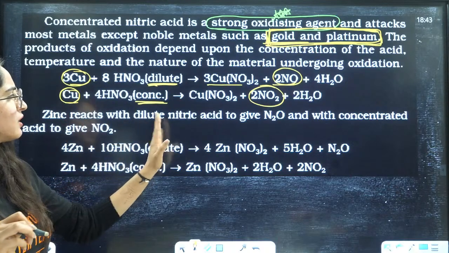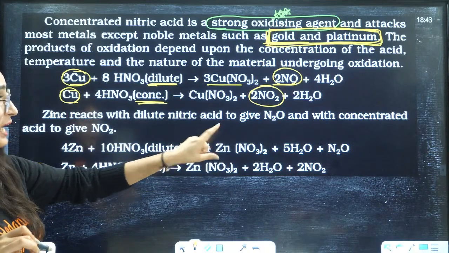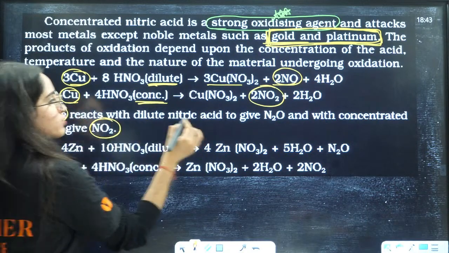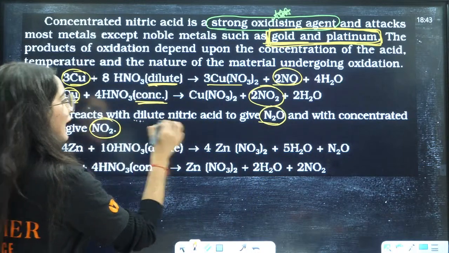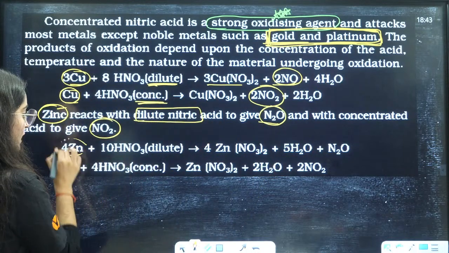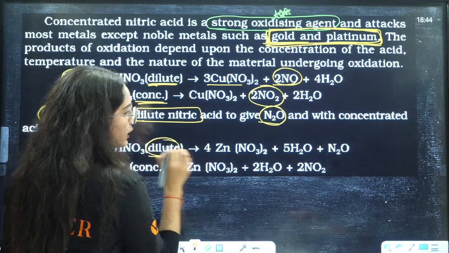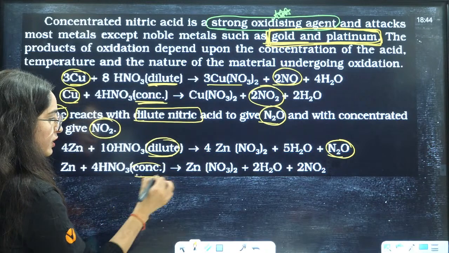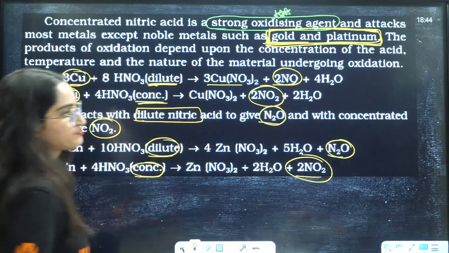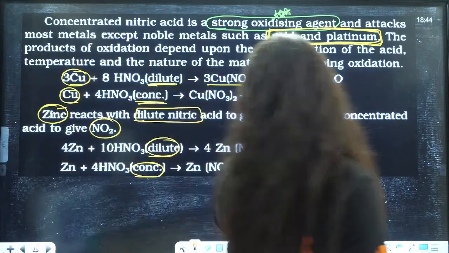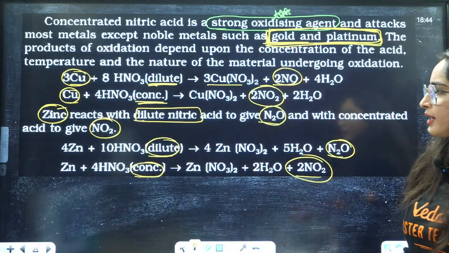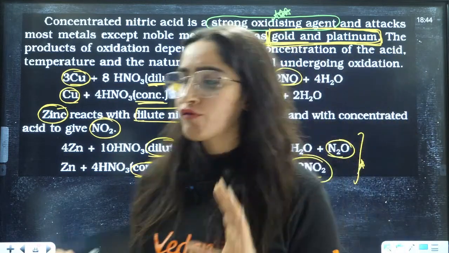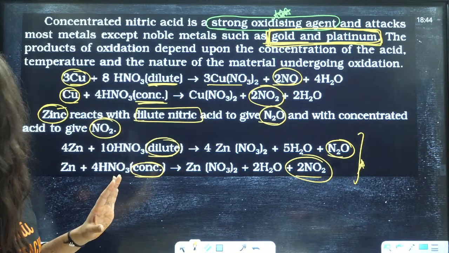Zinc reacts with the dilute nitric acid to give N2O. With concentrated, it gives NO2. You have zinc. With the zinc, if it is dilute, it will give you N2O, sorry, N2O. With the concentrated, it is going to give you NO2. The whole reaction is not important, okay? What is important is that with zinc, when you have dilute and when you have concentrated, what it is going to give you.